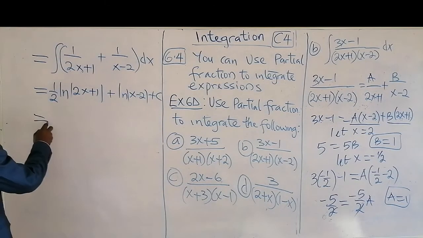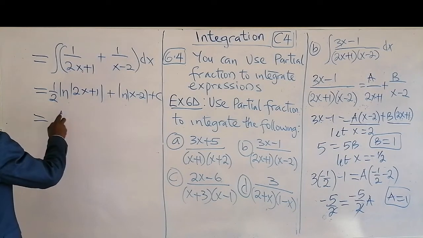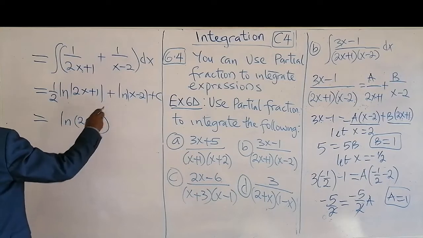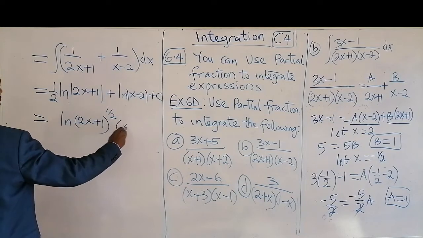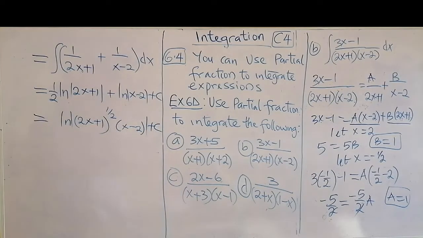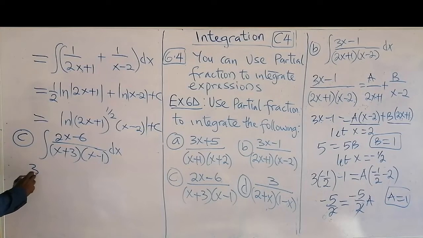So this could be written as what? If you use a logarithm, so this will be ln of (2x plus 1) to the power half, and then (x minus 2), plus c. Okay, the next part: what we're going to do is write the fraction.